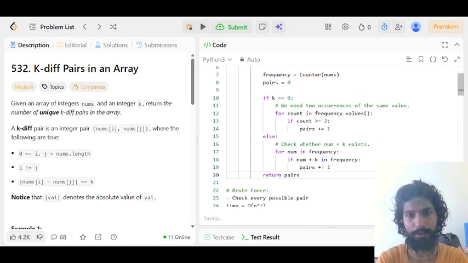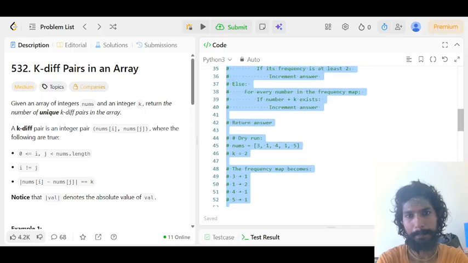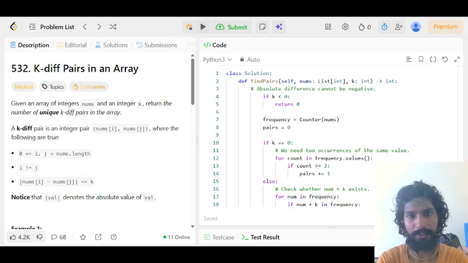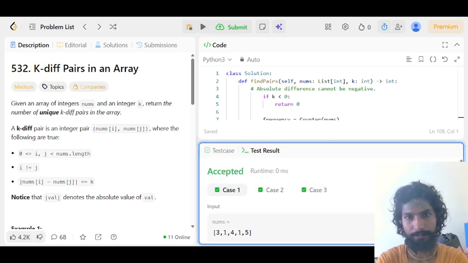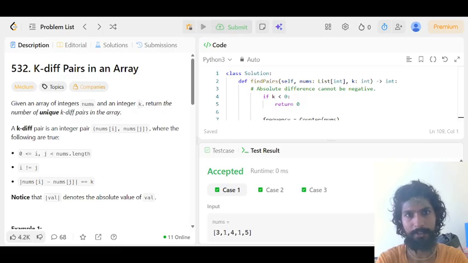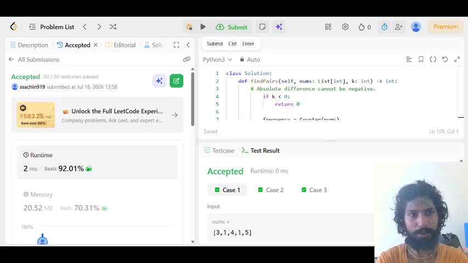We have already done a dry run. I hope you understand the code very easily. Let's test it. Let's now submit it. Tests have passed. All the test cases have passed.